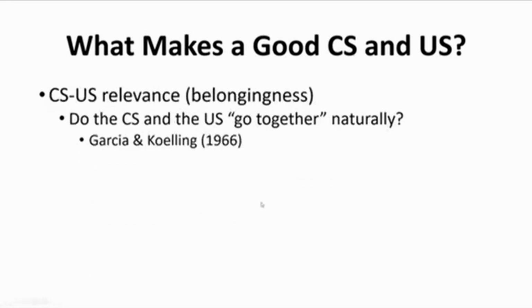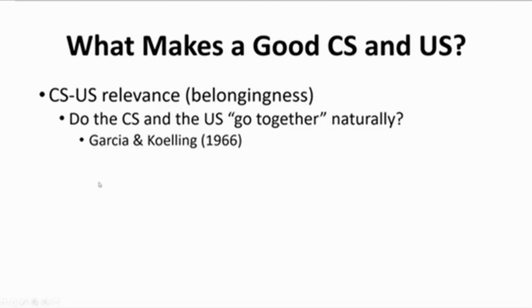Now those points have applied to the conditioned stimulus and the unconditioned stimulus when considered separately. Now we can also consider our association or relatedness between the conditioned stimulus and unconditioned stimulus together. So we can call this our CS-US relevance or belongingness, and it's basically saying, do these two stimuli go together naturally? Is this something that we would associate together naturally? And if they match, it's a lot easier to learn an association than if they don't match.